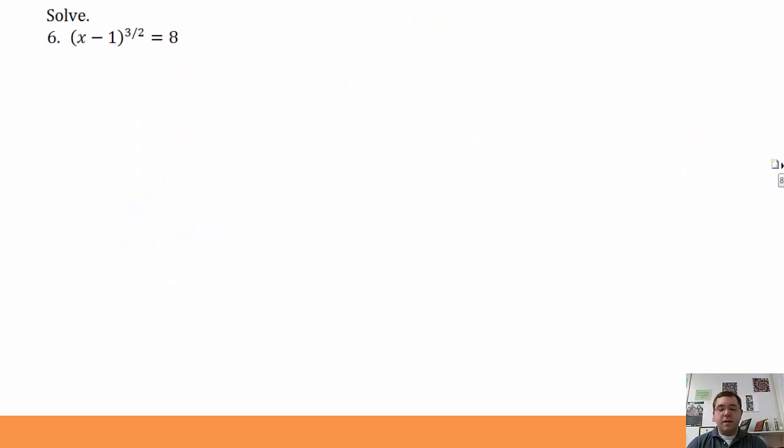Number 6. Let's solve this equation. X minus 1 to the 3/2 power equals 8. Well, how do I get rid of that 3/2 power so that I can get x by itself, which is what I need to do if I'm solving it for x? Well, to get rid of a 3/2 power, I'm going to raise both sides to the reciprocal power. I'm going to raise both sides to the 2/3 power.